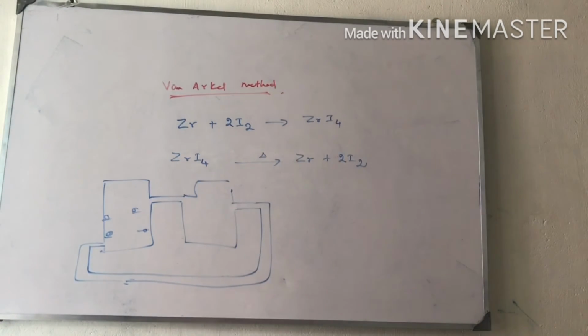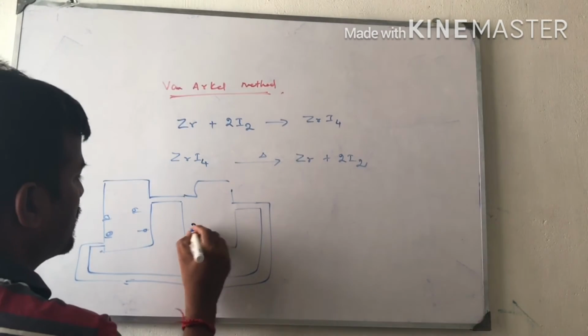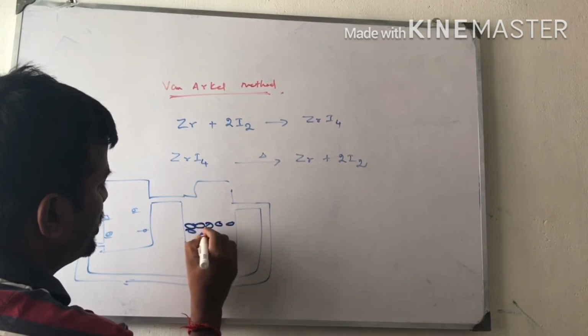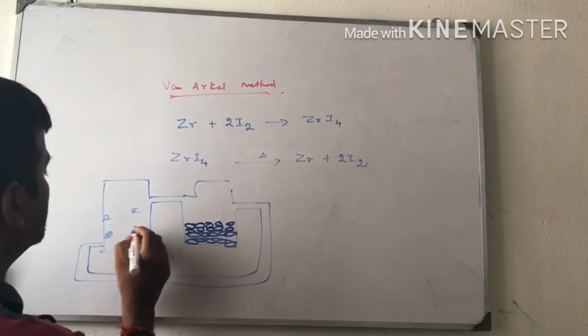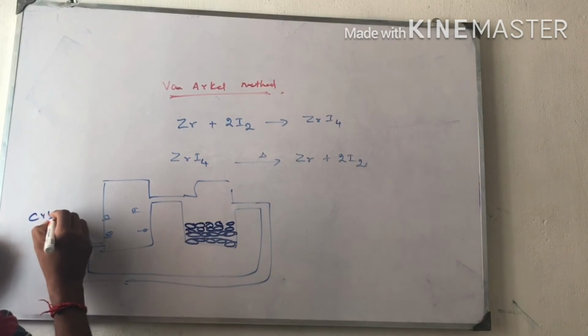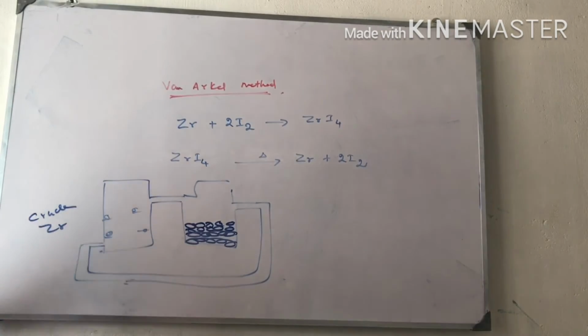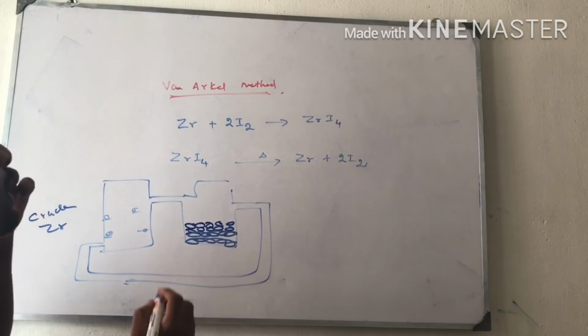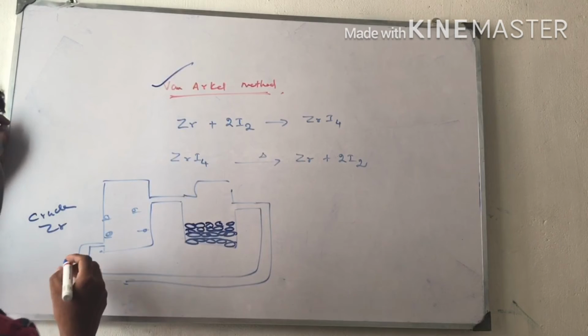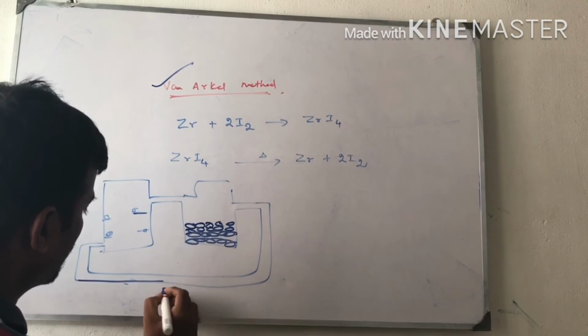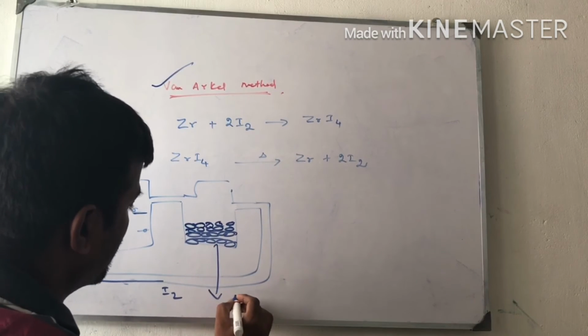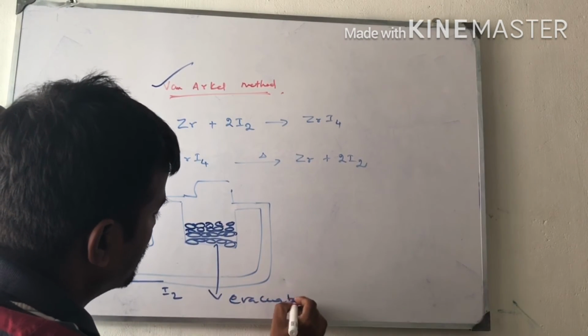So what happens is that one container has the impurity, and here sieves are there. This fractionating column filters the volatile impurities. Suppose this is crude zirconium. Crude zirconium and titanium can be purified by the Van Arkel method. Crude zirconium, carbon, here also you are using iodine, an evacuated iodine chamber.